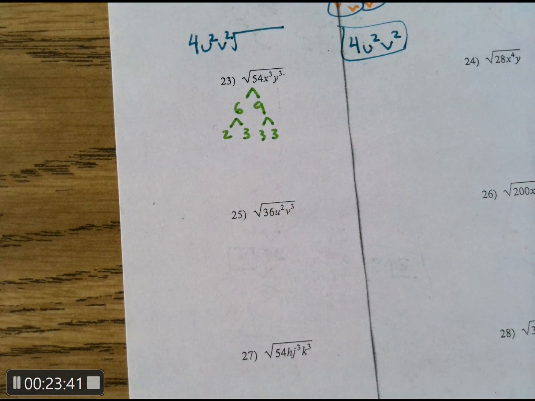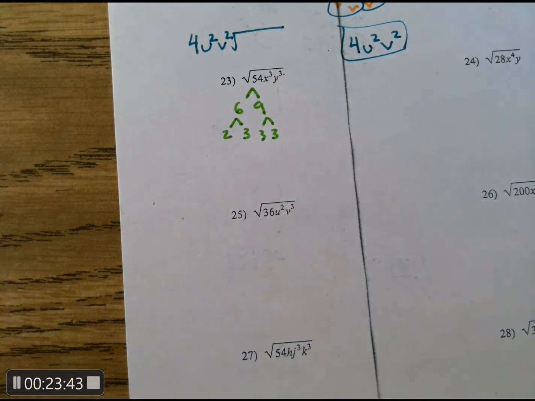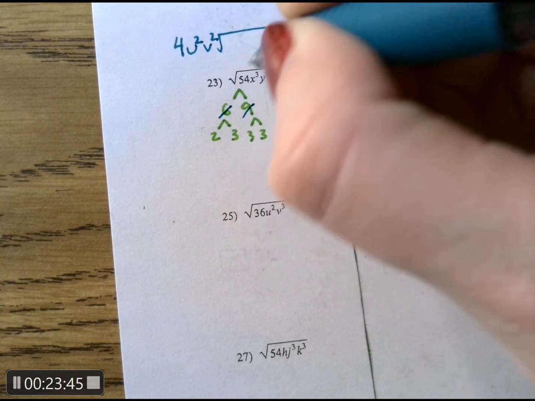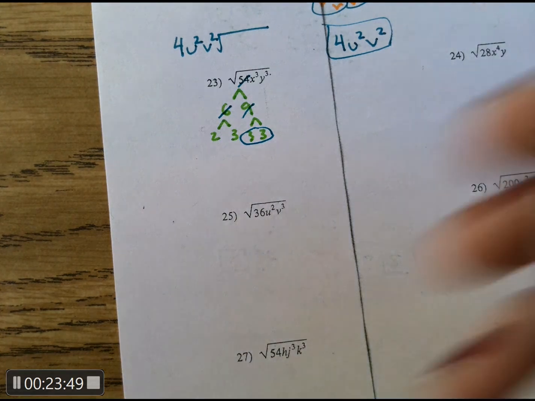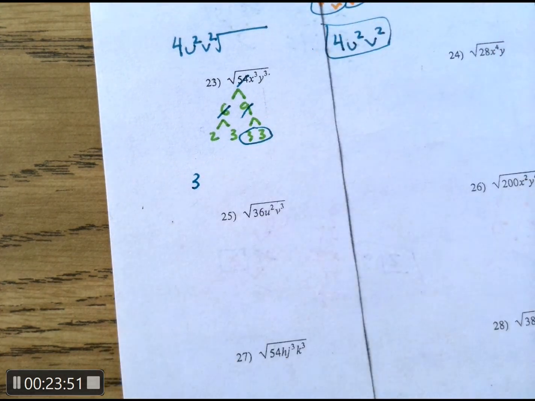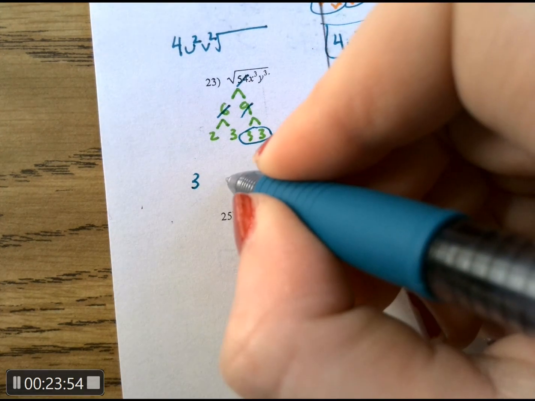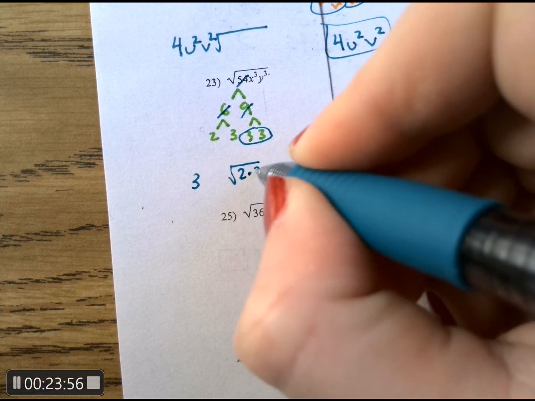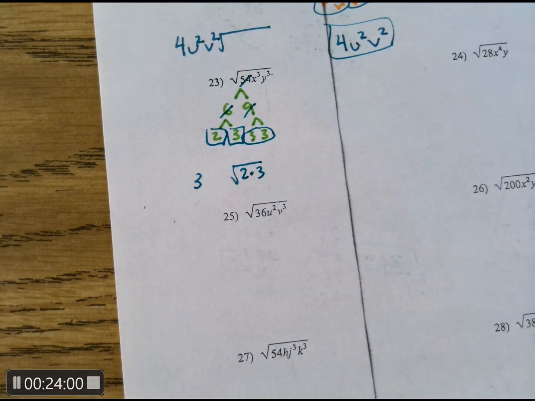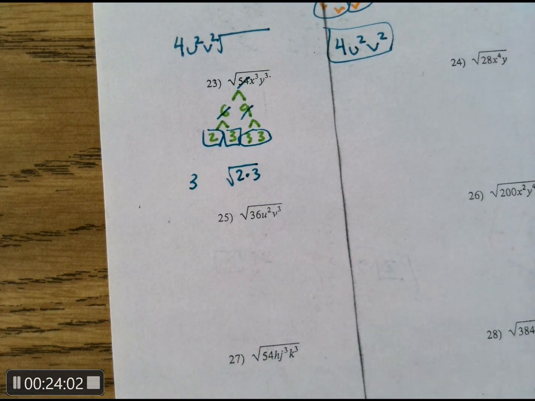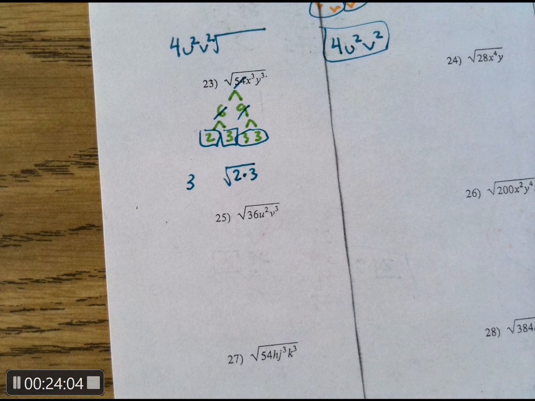Alright. So now we get to circle our pairs, cross out what we used. So we used the 9, the 6, the 54. Pairs of 3. So I'm going to have 3 on the outside, space, and then 2 times 3, because that is what is left over. Doing okay so far? Alright, you should be getting a little bit faster doing the tree method.